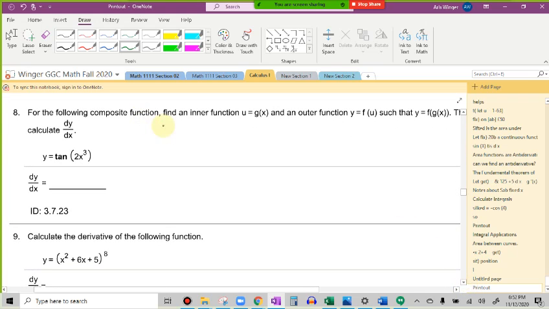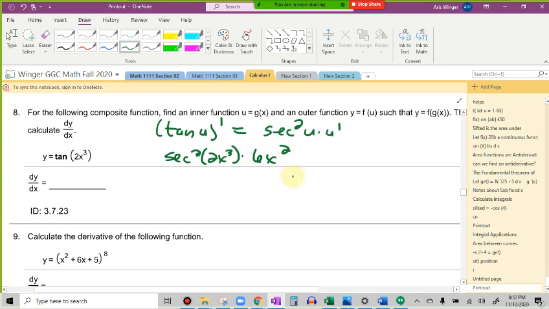Chain rule. You're going to have your table of derivatives sitting next to you somewhere. The derivative of tangent is secant squared u times u prime. The derivative of tangent of 2x cubed is secant squared of 2x cubed times the derivative of 2x cubed, which is 6x squared. Make sure you practice how to put that in before you take the real thing.